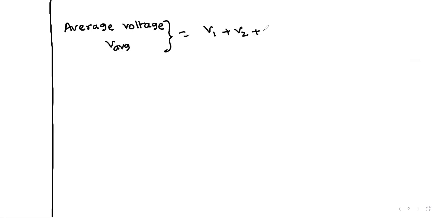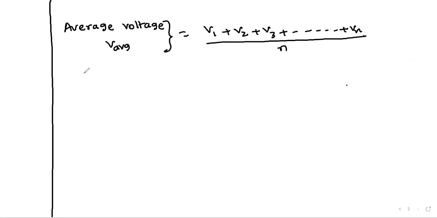So average voltage means we can say that sum of the voltages by total number of intervals. Suppose I am considering V average equal to sum of the voltages. If I am having n number of intervals, then I can write as V1 plus V2 plus V3 and so on to Vn by number of intervals. Similarly, average current is sum of the currents by number of intervals.